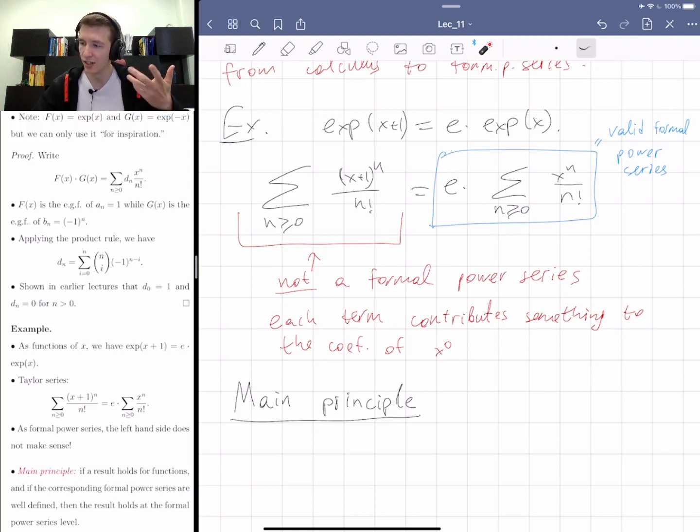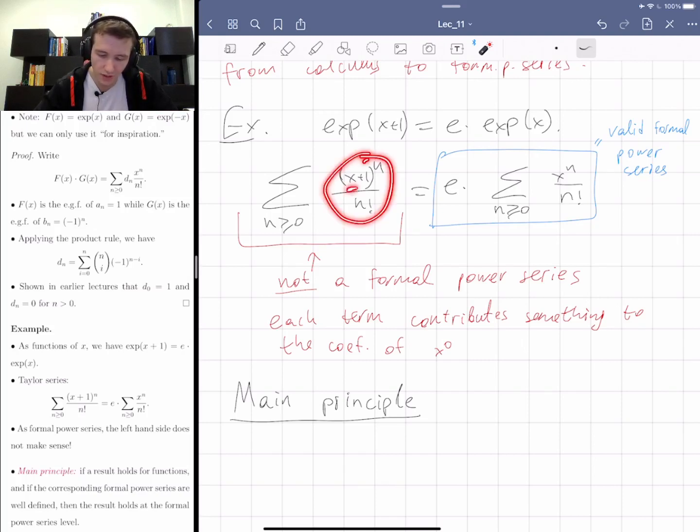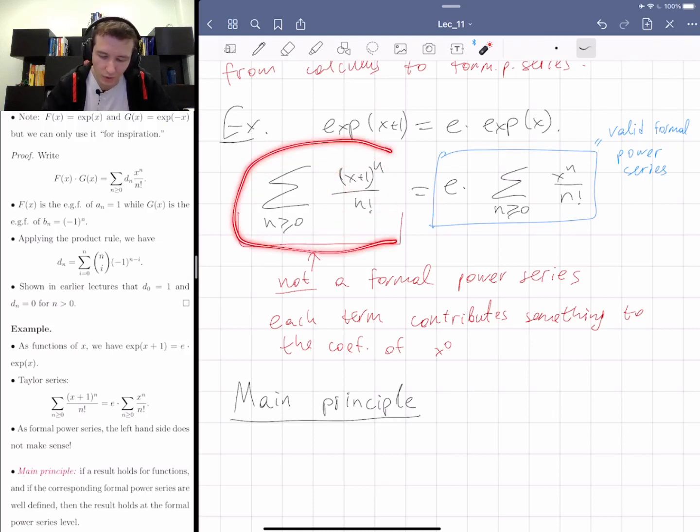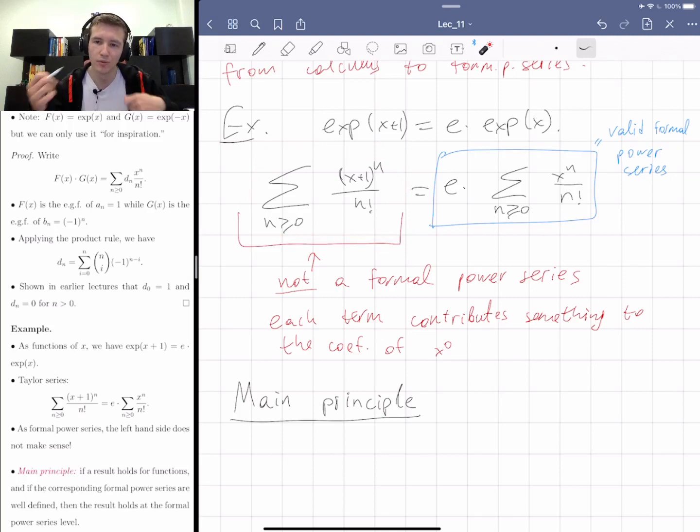But the downside is that if we don't care whether things converge, then the objects have to be well defined. Right? If we're not allowed to substitute any kind of value of x into this sum, then what does this object even represent? A formal power series is basically a sequence of numbers. If you write down something like this, then this does not right away give me a sequence of complex numbers. Right? I have to perform some calculations. If I'm lucky, this is not guaranteed to give me one.